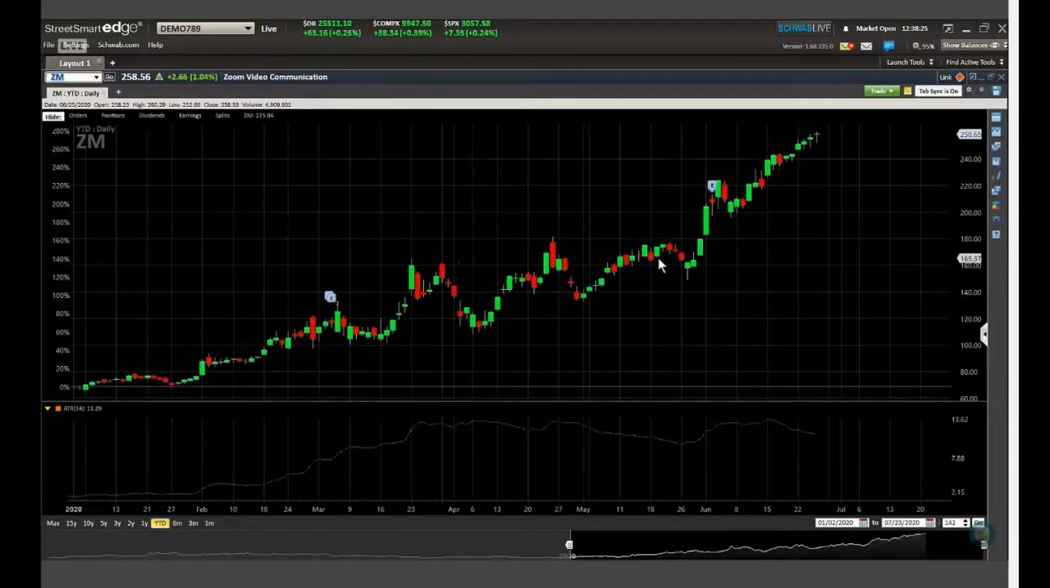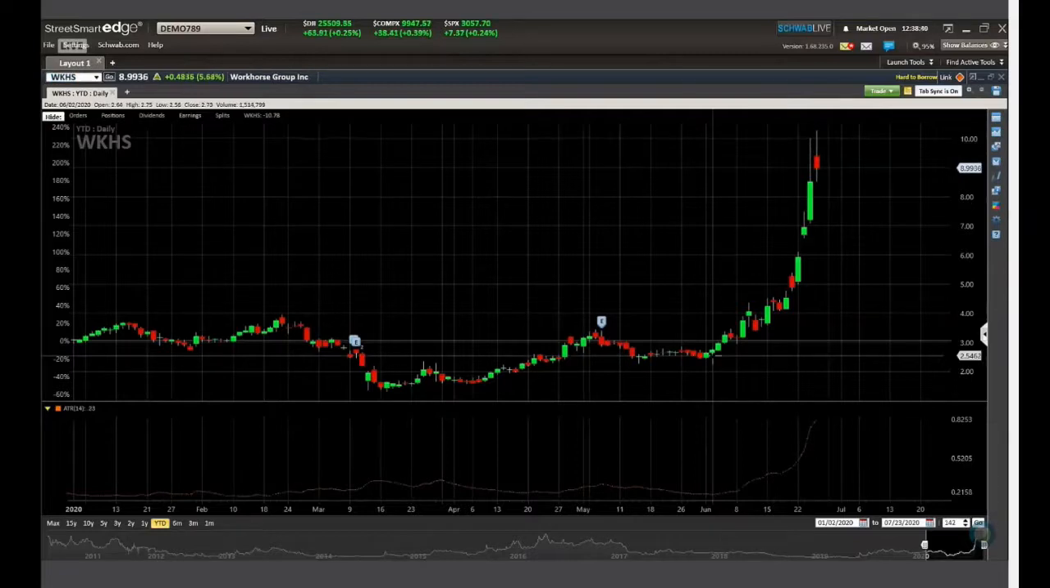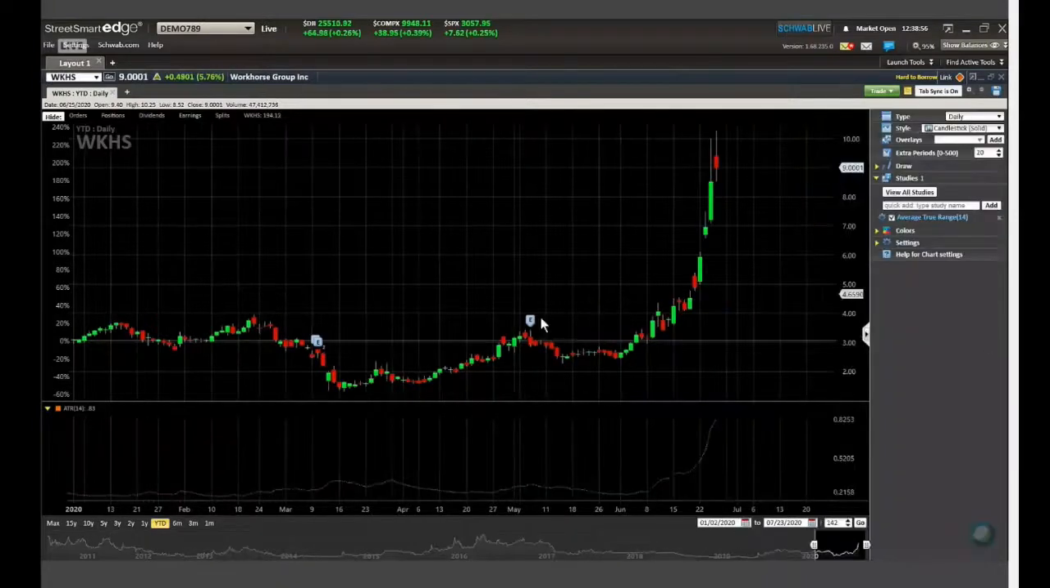This kind of chart, by the way, I would like to see over something like a WKHS. Reason being, this is almost too much of a curve for my trading strategy. To go up 200% from, what is that, June, we'll call it June 1st until today, that's less than a month, and it went up 200%. Hard to fathom.